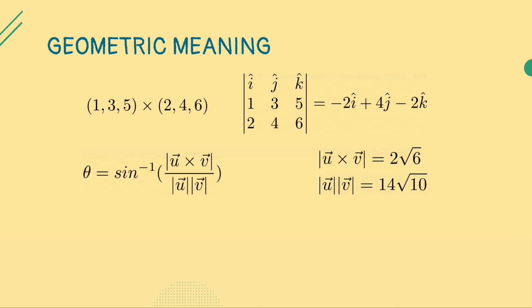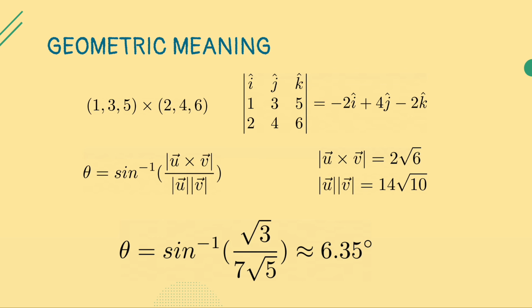And then if I do the same thing for the vector u and the vector v, and then multiply them together, I arrive at 14 times the square root of 10. That eventually leaves me here, right? I'll have 2 root 6 over 14 root 10. 2 over 14 is 1 over 7, and then 6 over 10 is 3/5, and I can separate the square roots like so. It turns out that the inverse sine of root 3 over 7 root 5 is 6.35 degrees. And if you watch the previous example where I used the same two vectors but took their dot product instead of their cross product, then you'll know that that is indeed the angle between the two vectors.